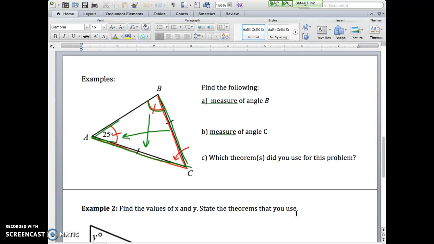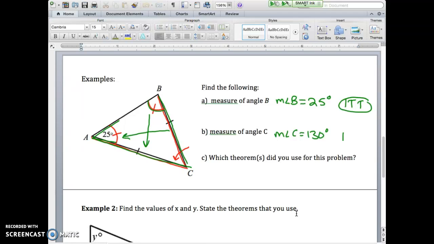So if the measure of angle A is 25, the measure of angle B will also be 25. And my justification would be because of the isosceles triangle theorem. Now, for the measure of angle C, the vertex angle, I can use the triangle sum theorem because I have two of the angles, the 50 degrees. So I can do 180 minus 50 and get that the measure of angle C is 130 degrees.